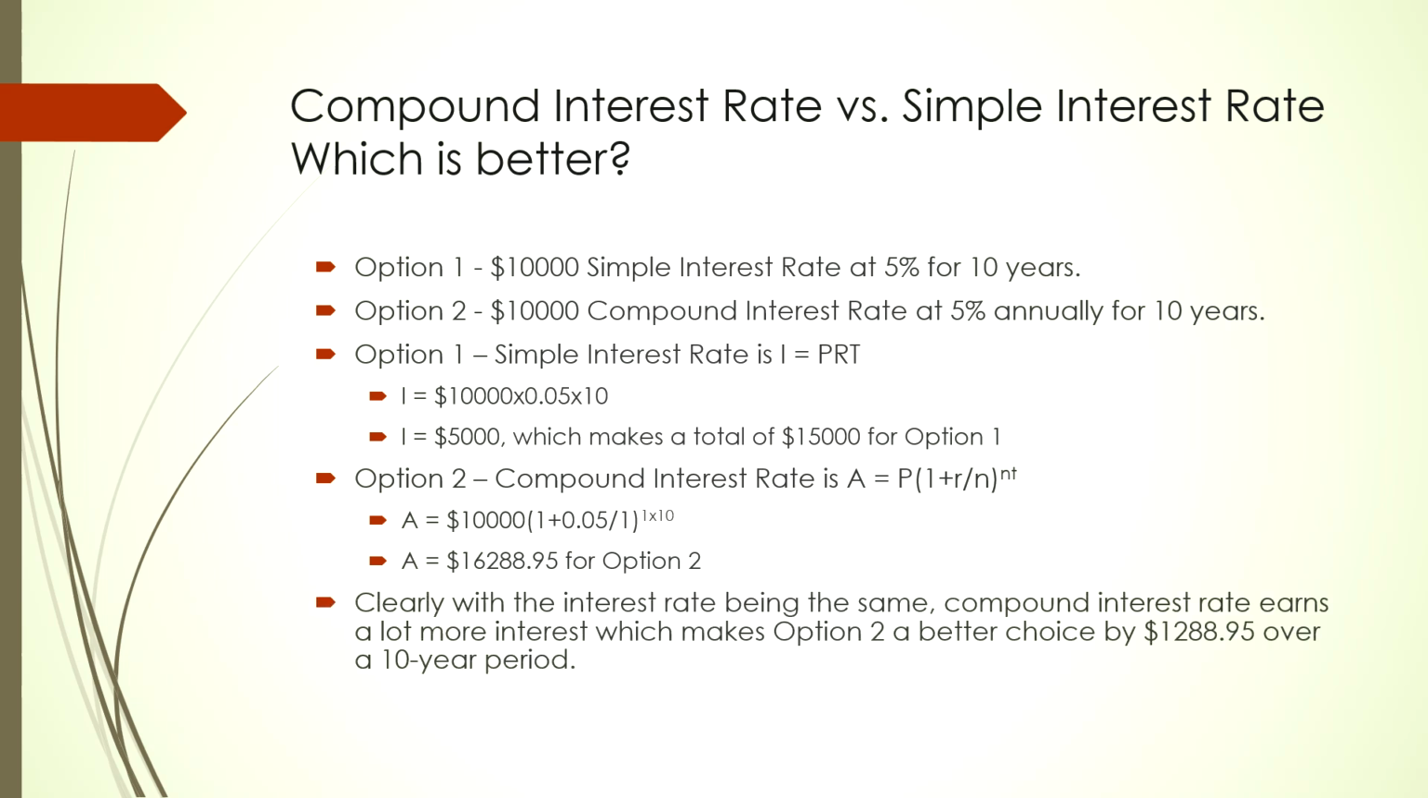So it's clear which choice is a better choice. And it says clearly, with the interest rate being the same, compound interest rate earns a lot more interest, which makes option 2 a better choice by $1,288.95 over a 10-year period.